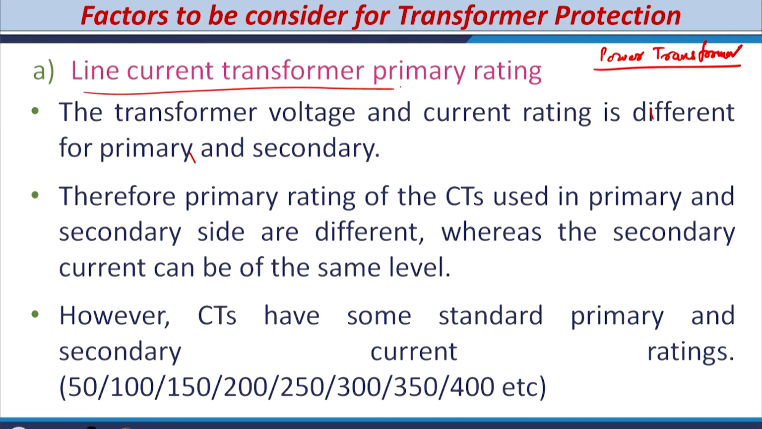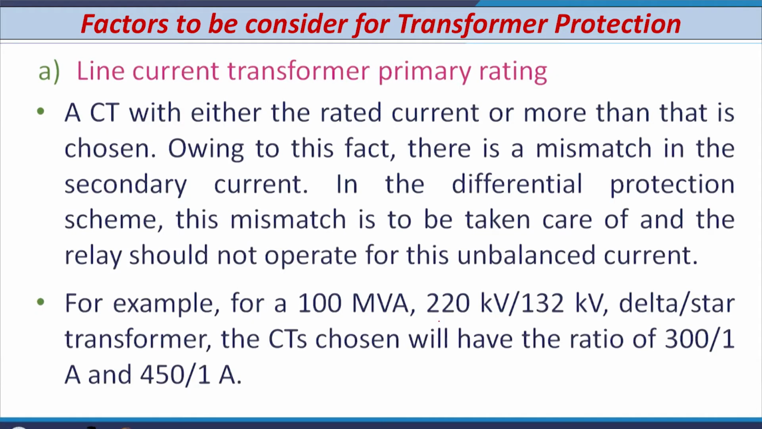So, if I consider the LV side and HV side, the currents are entirely different. So, whatever CT we use, the CT ratio is also different. Why are the CT ratios different? Suppose, for example, I consider a 220 kV by 132 kV delta star transformer with an MVA rating of 100. Then the currents on the 220 kV side and 132 kV side are different.